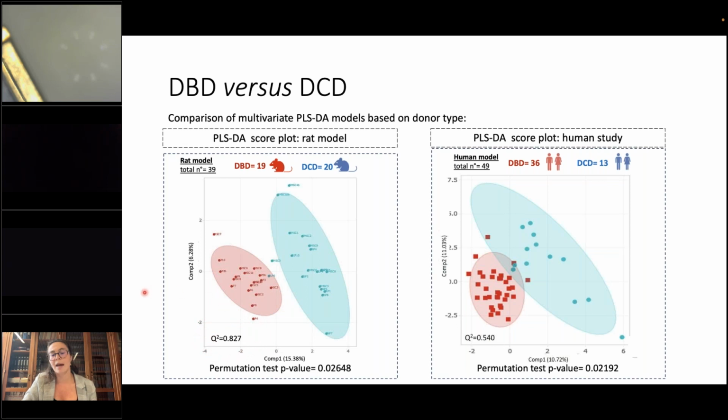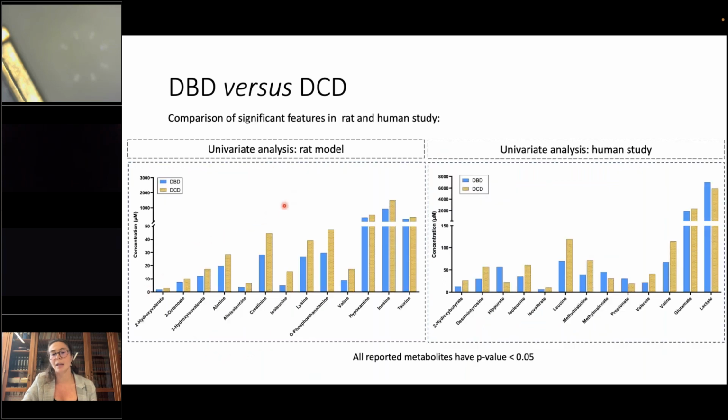To go deeper, we performed a univariate statistical analysis that allowed us to identify all the metabolites related to this difference between the different types of donor. In particular, we were able to see that there were some metabolites that were common to both models and that were evolving with the same trend.